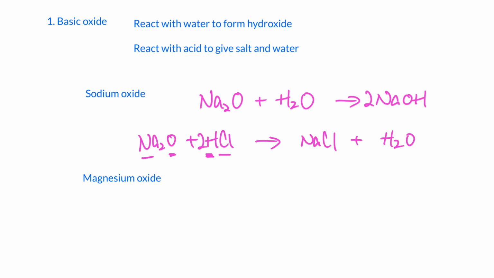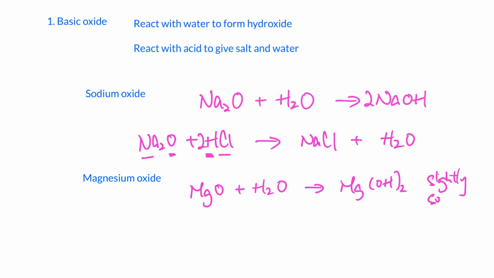As for magnesium oxide, we can also put it in water. However, it is not really soluble, only slightly soluble. When we put magnesium oxide into water, it will produce magnesium hydroxide. This magnesium hydroxide is slightly soluble, so it will ionize to give hydroxide ions, but not that much compared to sodium oxide. But anyway, it can dissolve and give hydroxide, so it is a basic oxide.